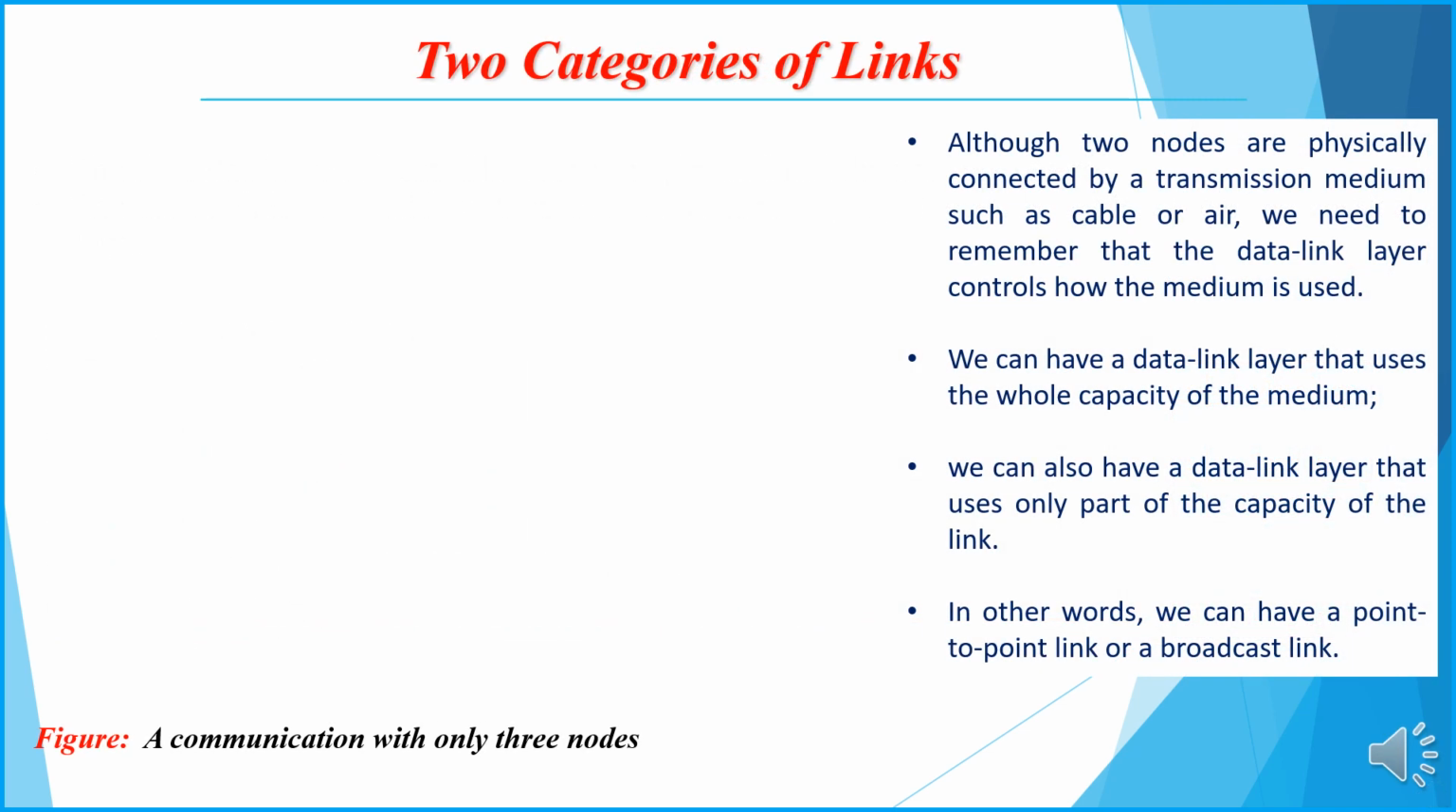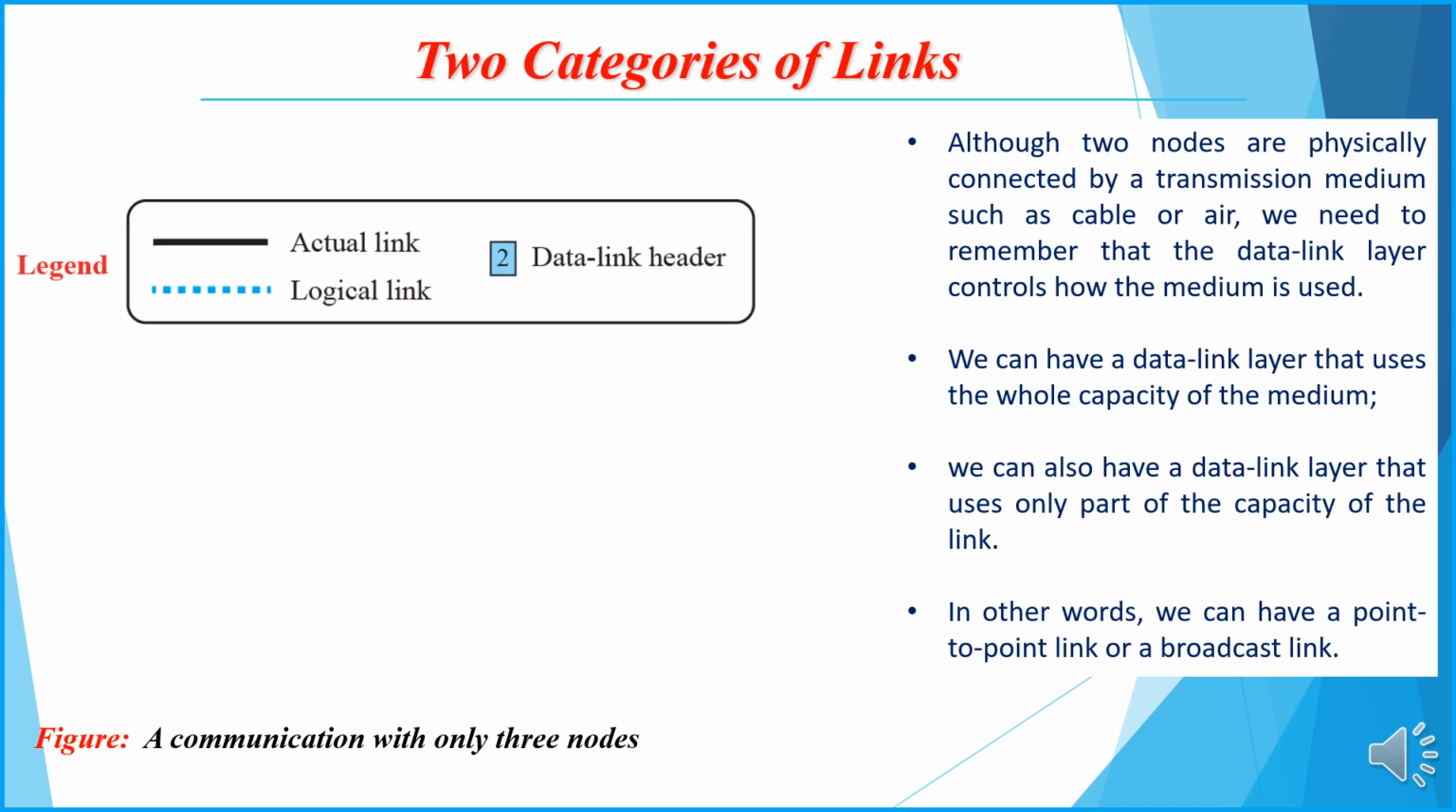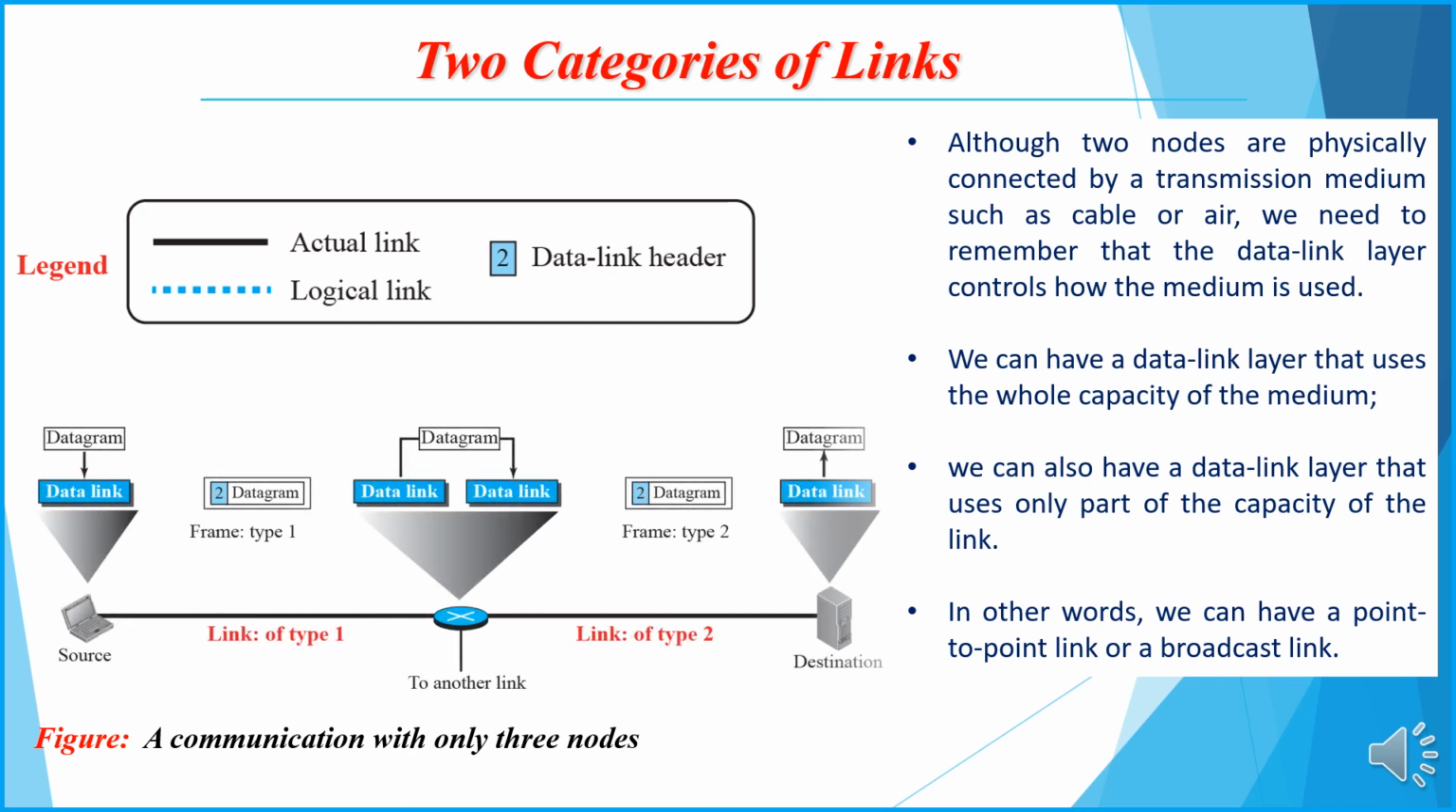There are two categories of links present in the data link layer. One is the actual link, the next one is the logical link. Although two nodes are physically connected by a transmission medium such as cable or air, we need to remember that the data link layer controls how the medium is used. We can have a data link layer that uses the whole capacity of the medium. We can also have a data link layer that uses only part of the capacity of this link. In other words, we can have a point-to-point link or a broadcast link.